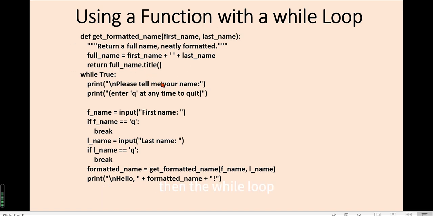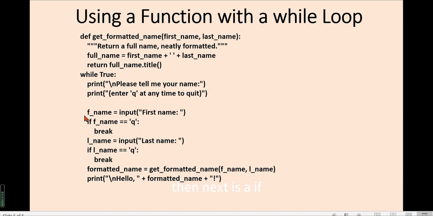Then in the while loop, we add two if statements, conditional tests, inside the while loop. So the while True, then print two pieces of information are the same. Please tell me your name and enter Q at any time to quit. This is the new one: enter Q at any time to quit. Then if name is the value of the user input value, first name.